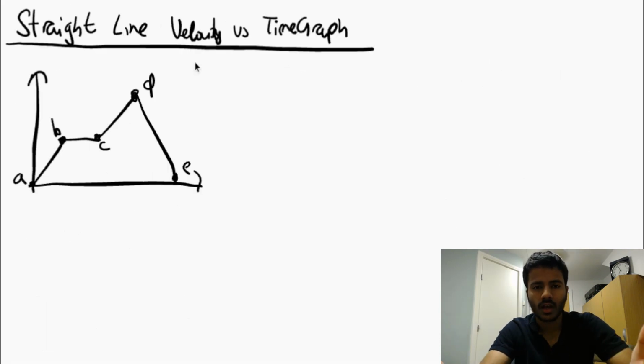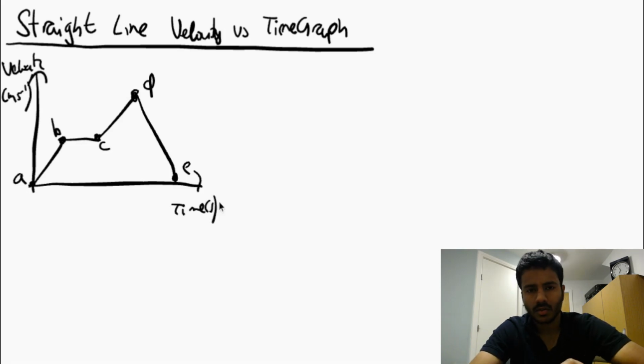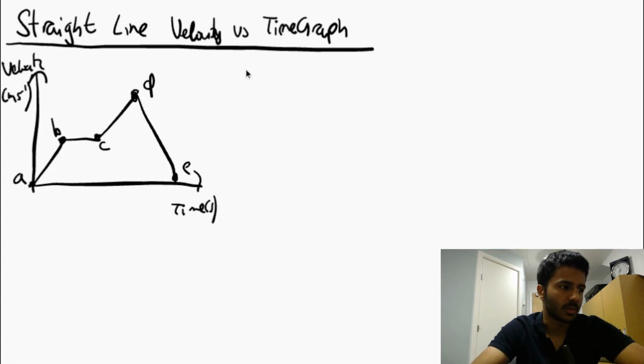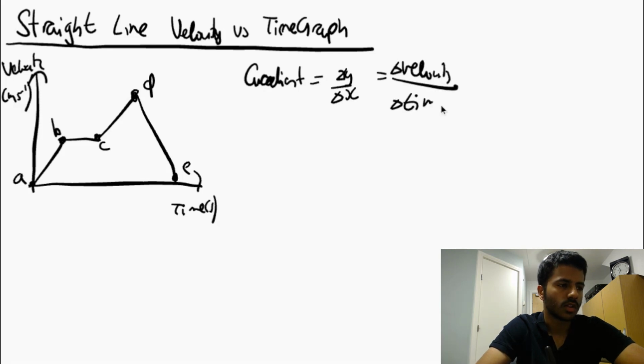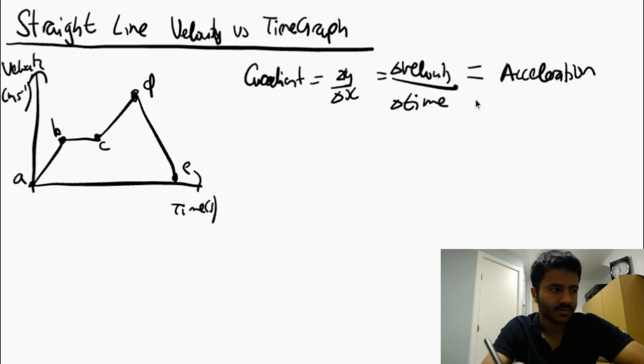Okay, so now let's look at the straight line velocity versus time graph. If I wanted to find out what the gradient of a line represents in this graph, we do the same thing. So gradient is change in y over change in x, which is change in velocity over change in time, and that gives you your acceleration. So the gradient represents your acceleration.